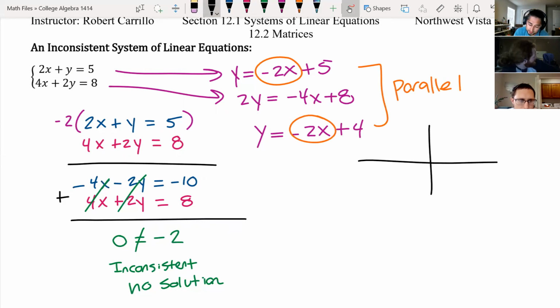That's a negative slope, so they would look something like that. All right, cool. So that's inconsistent.